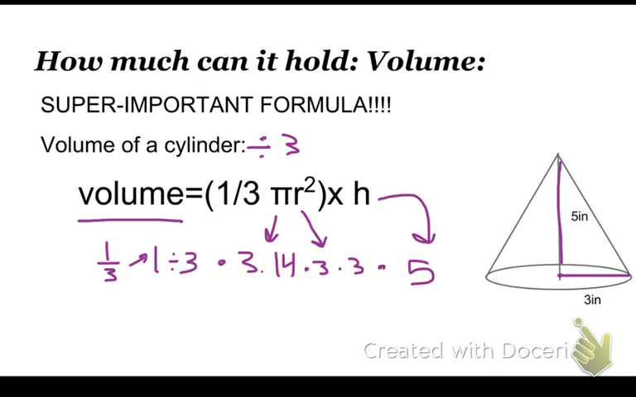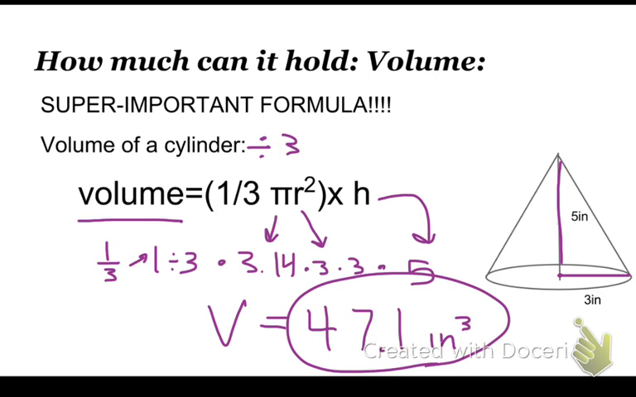When I put that into a calculator, 1 divided by 3 times 3.14 times 3 times 3 times 5, I get a volume of roughly 47.1 inches cubed. Now if you get something a little bit different than me, maybe it's because you use the pi function, maybe it's because you rounded in a different place than me, but that's the answer that we get. All right, for our next trick, we're going to do pyramids.